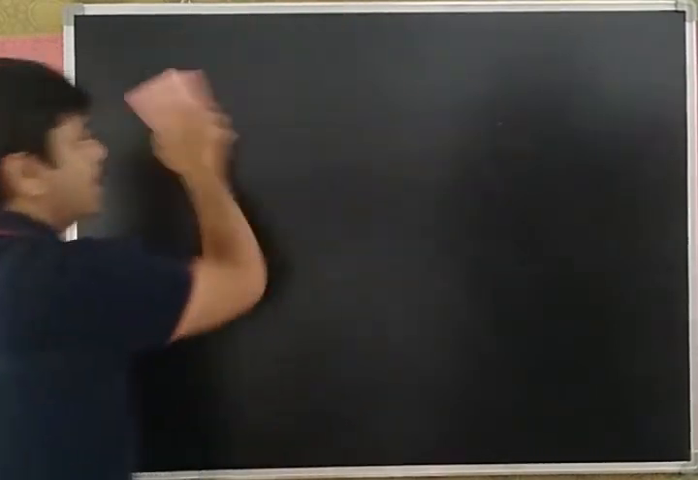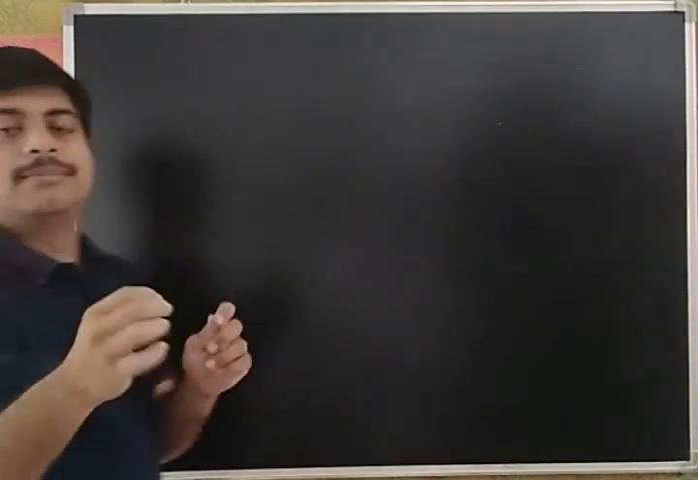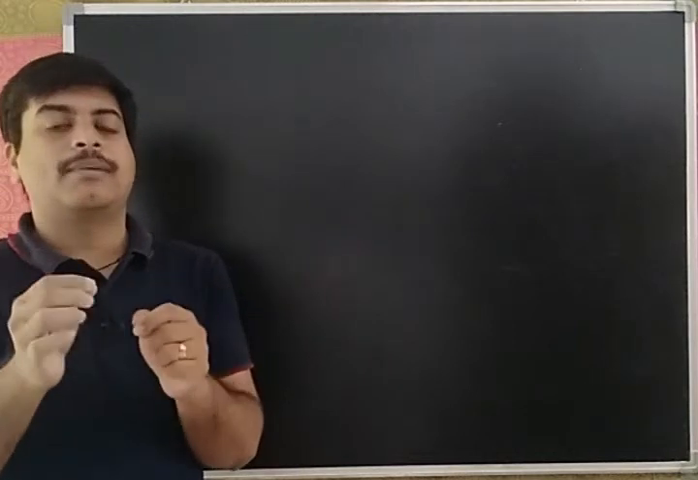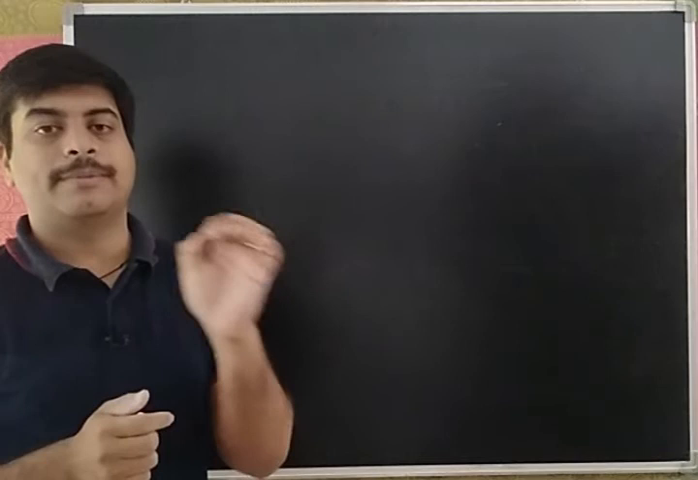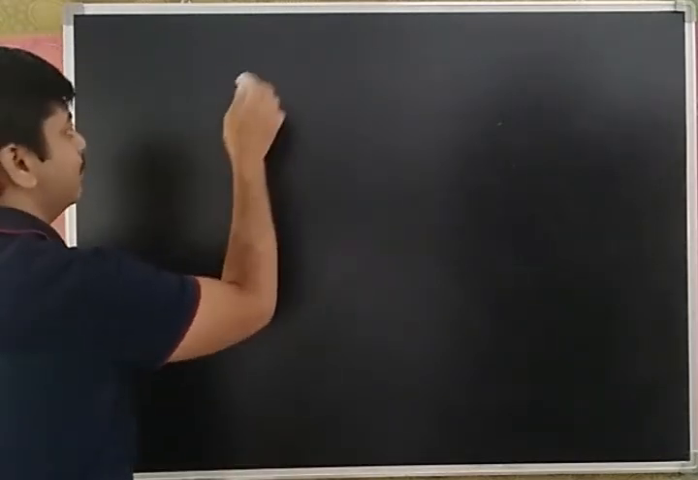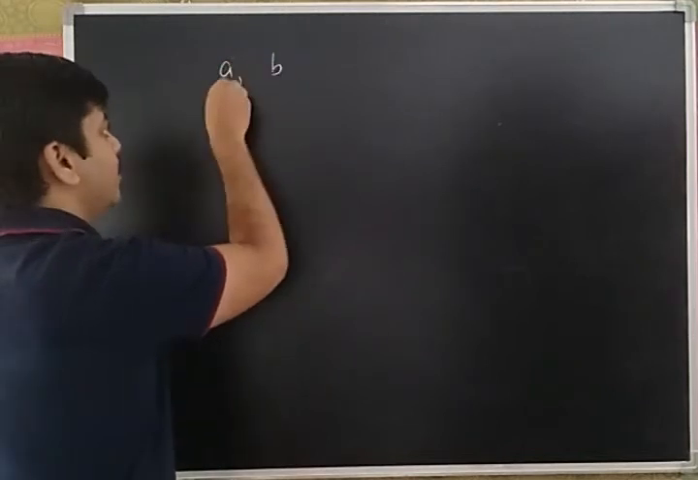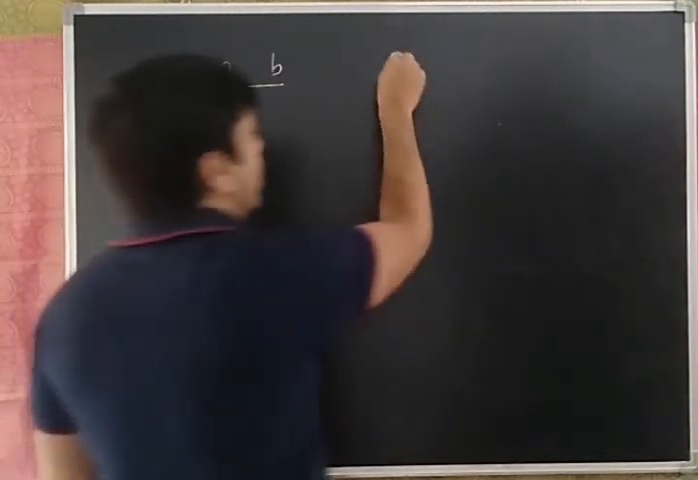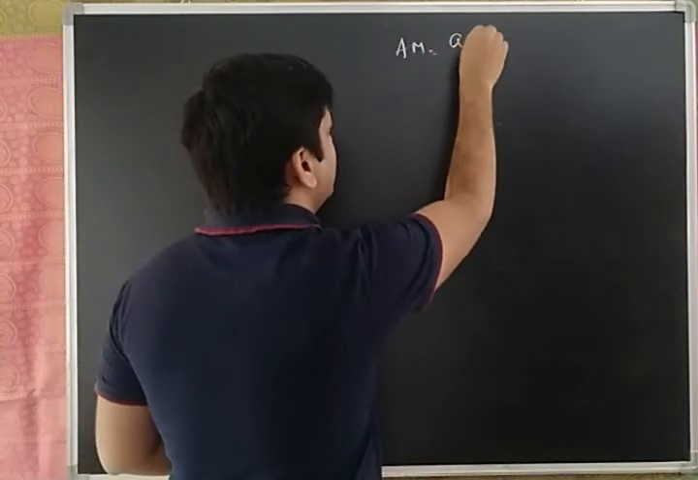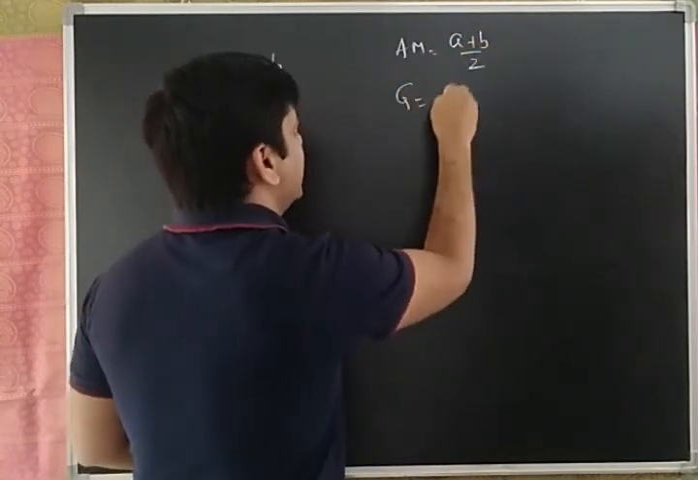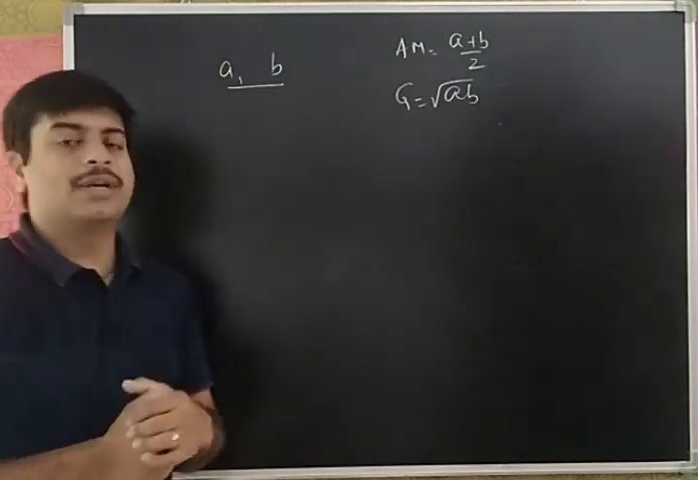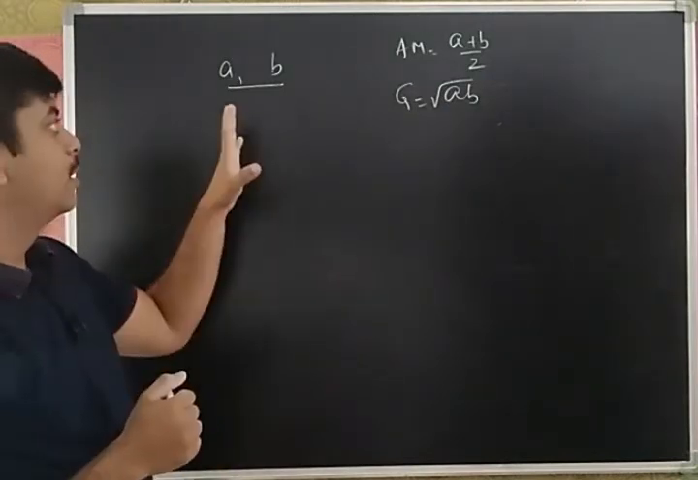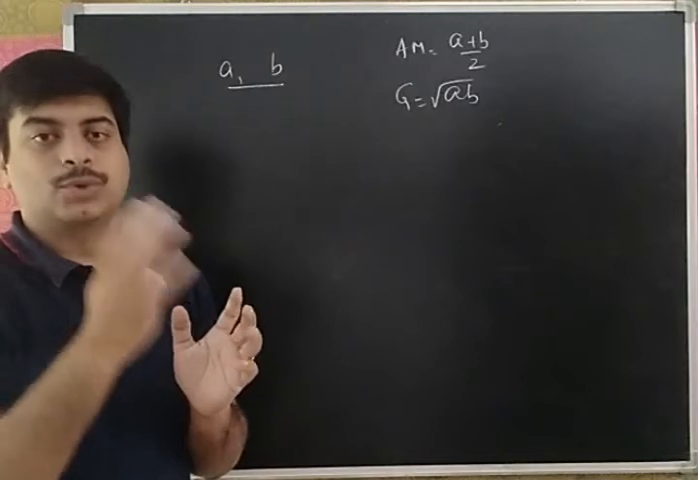To find the numbers when the geometric mean and arithmetic mean are given, let us take those two numbers as a and b. Arithmetic mean is (a + b)/2 and geometric mean is root over ab. We'll see that later. Tell me one thing, what is the equation with a and b as roots?